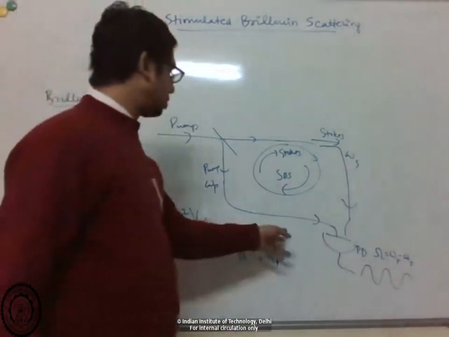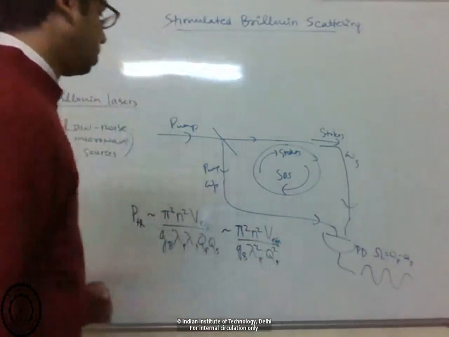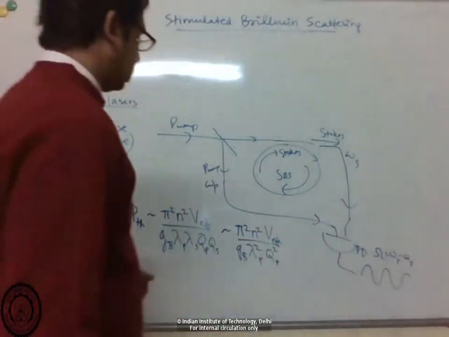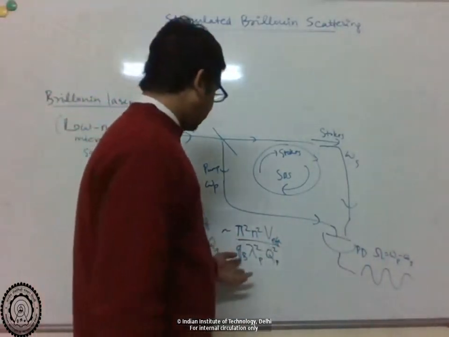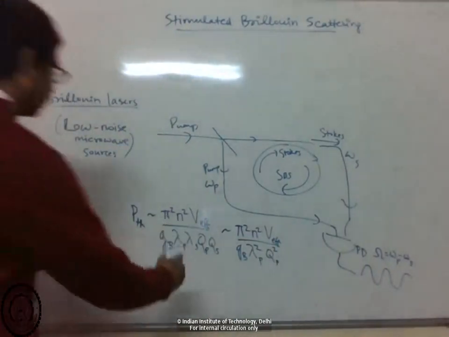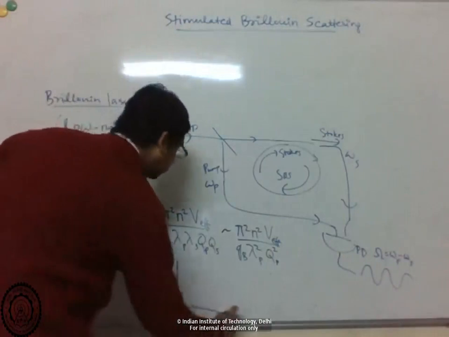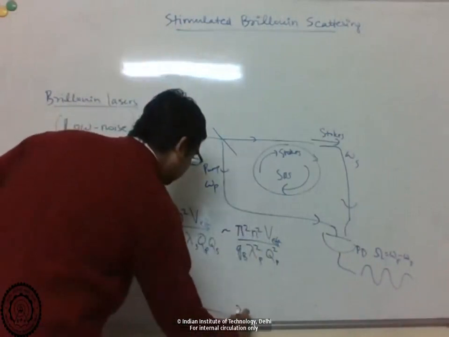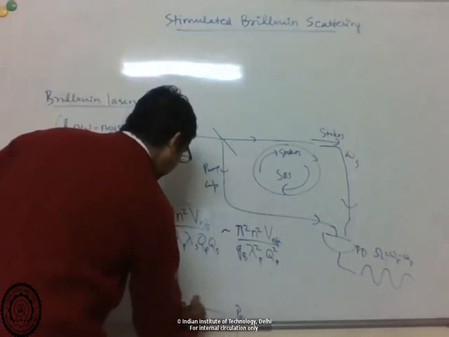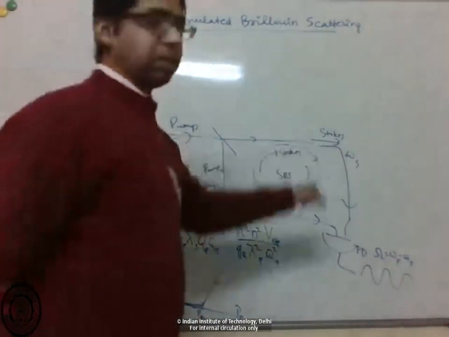So it scales as mode volume divided by the square of the quality factor, and of course it scales as 1 over the Brillouin gain. Okay, so what is happening if I look at the output Stokes power as a function of the input pump power? Until I reach threshold there is nothing. Once I cross threshold, then I get Stokes power. Okay.